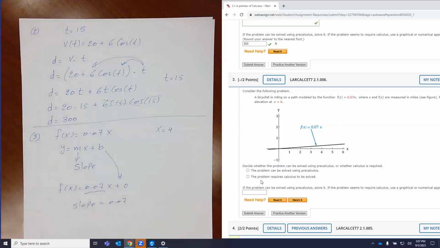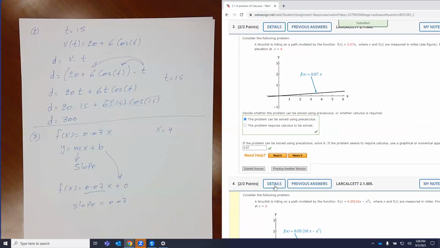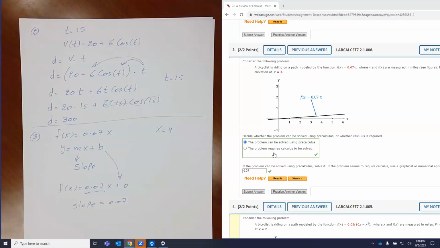What do they ask you here? Can the problem be solved using pre-calculus, or does the problem require calculus to be solved? No, the problem can be solved using pre-calculus. And our rate of change is going to be 0.07. That's the only thing for this problem. That's it for number 3. Let's go to the next problem.